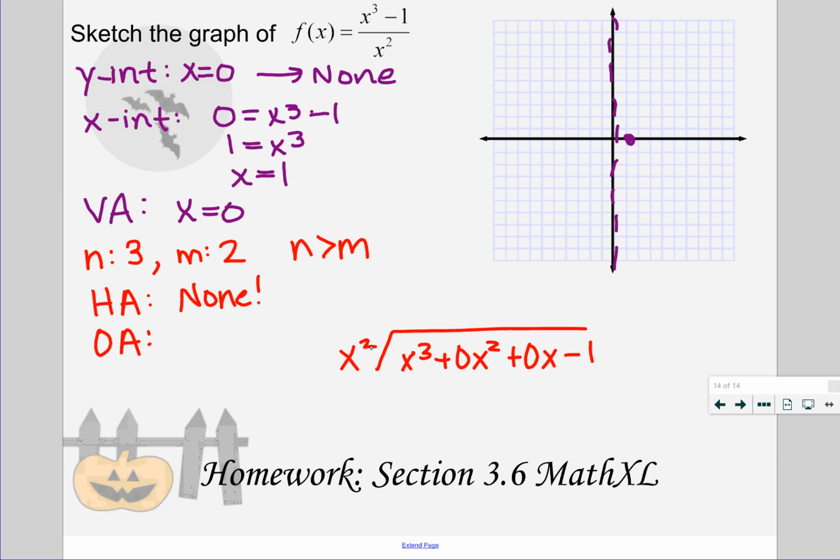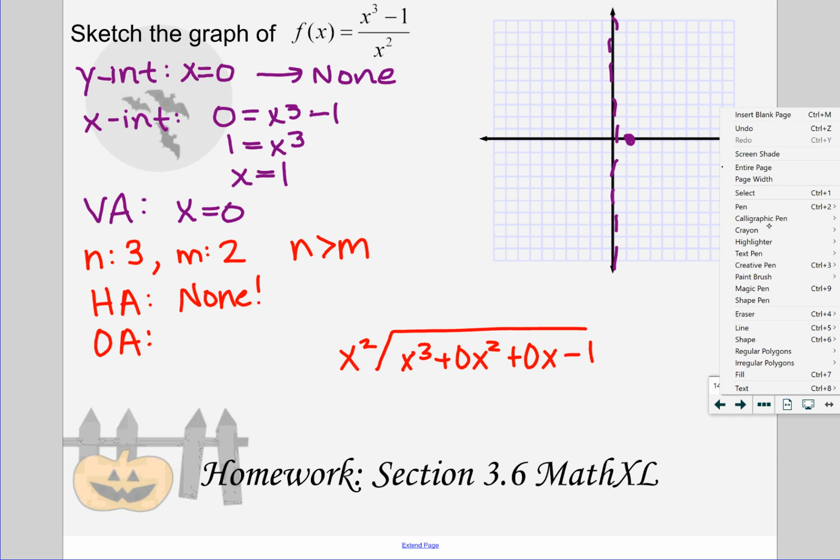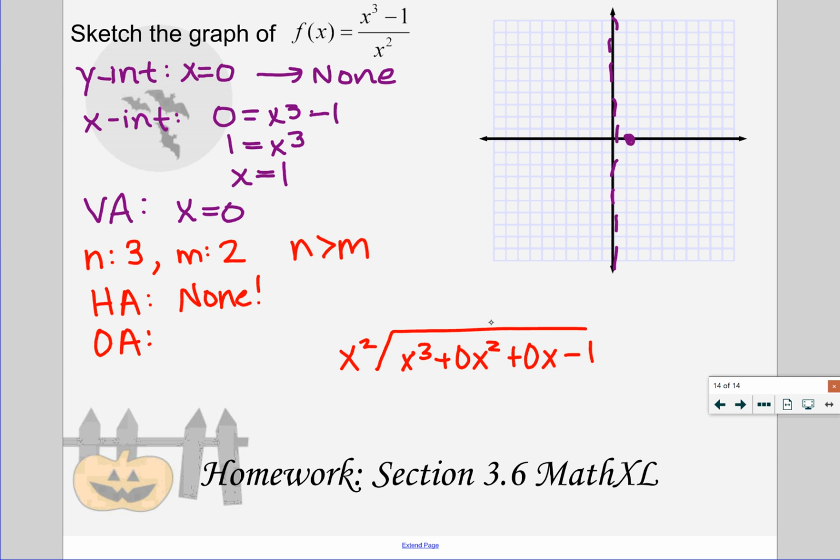All right, so a little review of long division. X squared times what gives me x cubed? X. X times x squared gives me x cubed. Subtract 0, 0, 0. Bring down my minus 1. And that's actually our remainder. Okay, so not a long division problem. We have a quotient of x, put a y equals in front of it. That is your oblique asymptote. Remember, the remainder is irrelevant. We do not use it. Y equals x, what shape is that if I were to graph it?